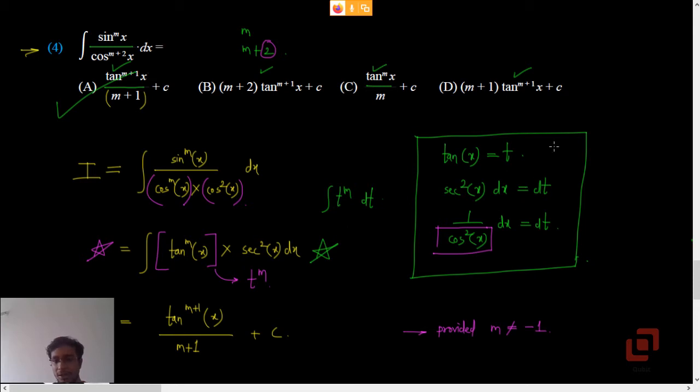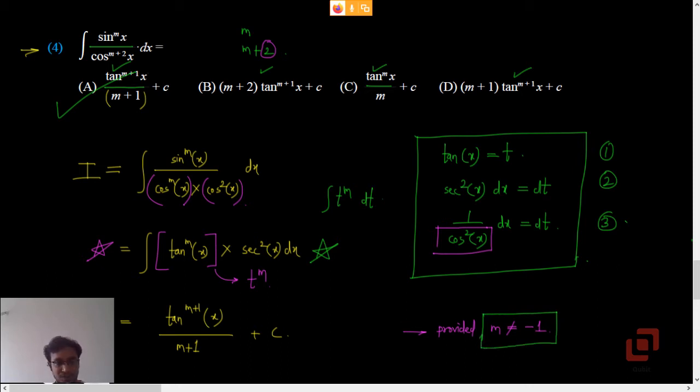So do not spend time writing these three steps, 1, 2, 3. Just go directly to the answer. You will get option A as the correct option in this case. Now, if you want to talk about this problem in great detail, then this formula, or this solution, will be applicable only when m is not equal to -1.